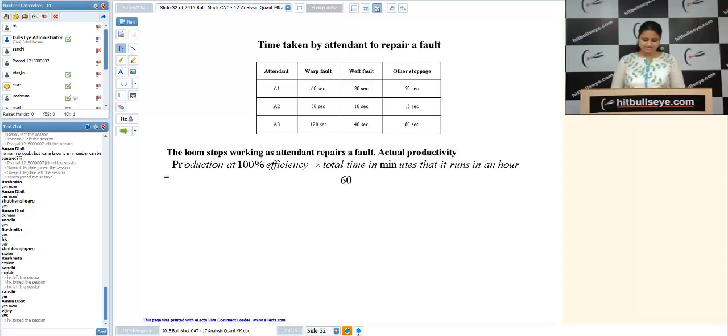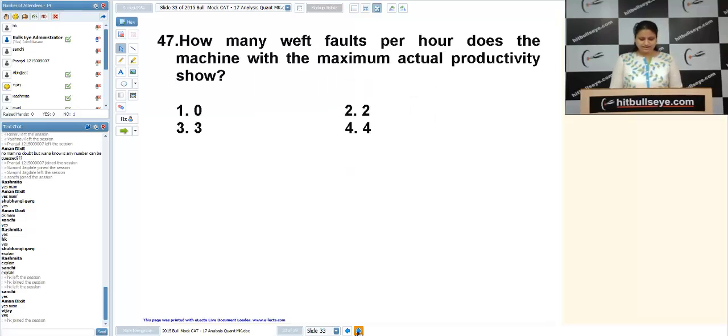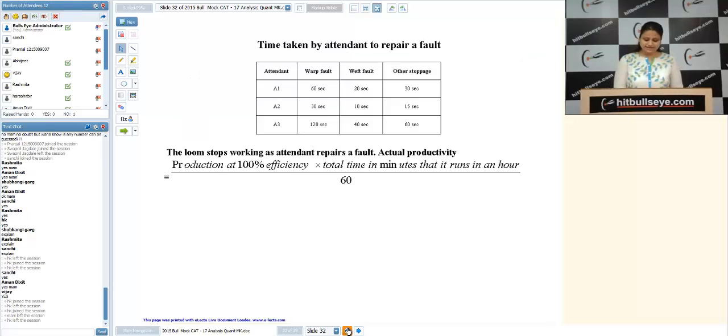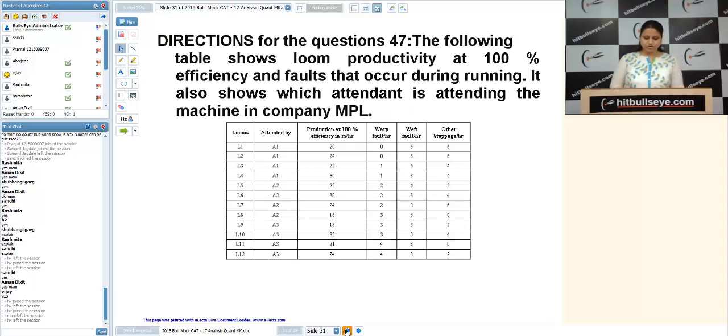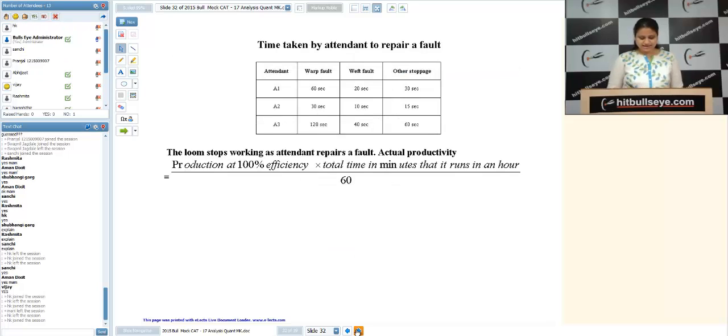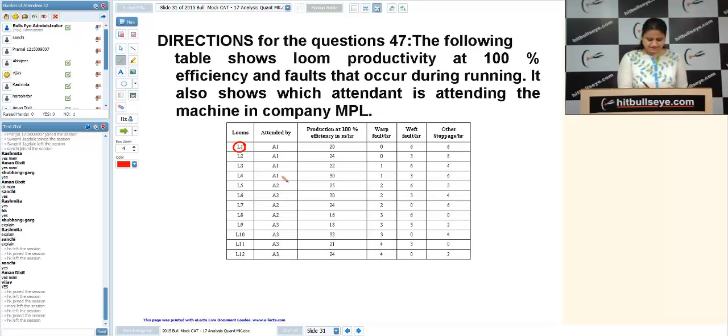It was a difficult set. Calculations and calculations. Any problem in this? What was the key here actually? The problem was with understanding this question. Say I am taking loom 1. It is attended by A1. Production at 100% efficiency is 20 M per hour.